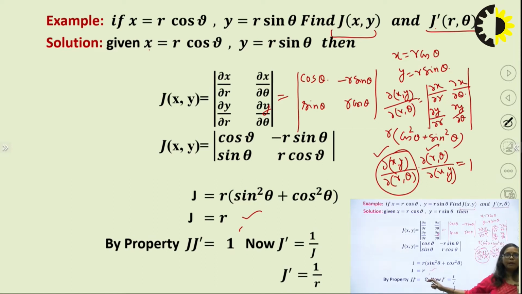So by the property J into J dash is 1. So J dash will become equal to 1 upon J. J we have already calculated as r. So its value will become equal to 1 by r. So J dash comes out to be equal to 1 by r. That's how we use the first property over here.